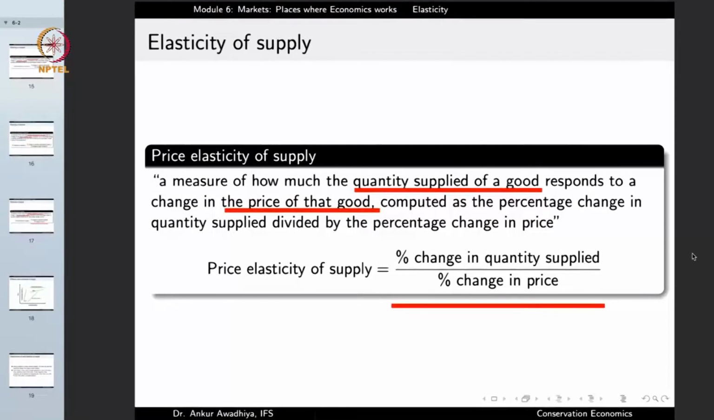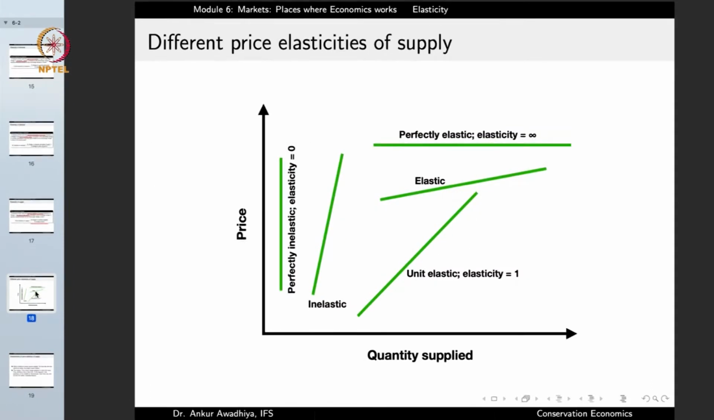Now, the price elasticity of supply is asking the same question. If there is a percentage change in price, what is the percentage change in the quantity that is supplied of a good? And different items may have different price elasticities of supply.